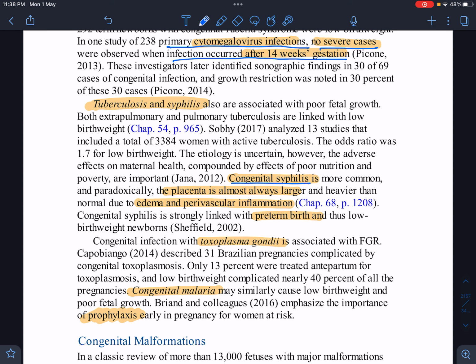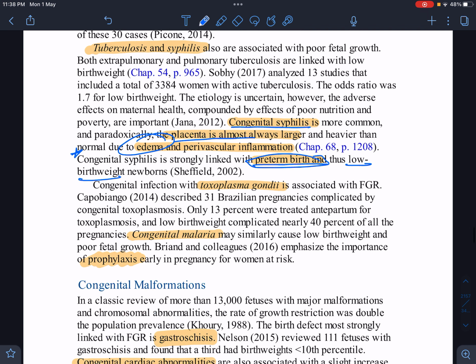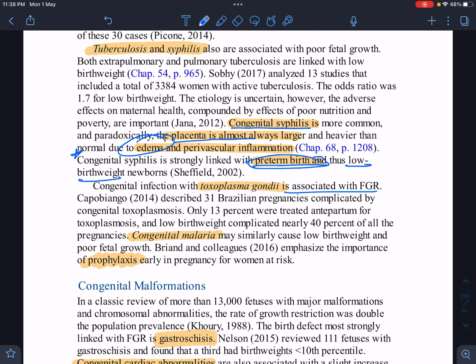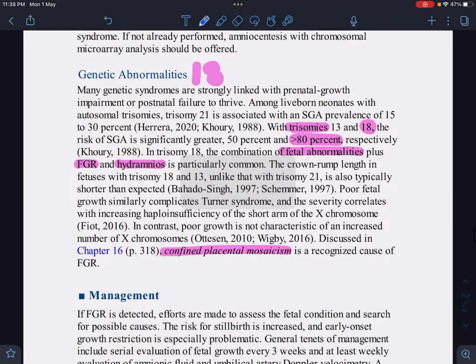Congenital syphilis is also there, but in this, paradoxically, the placenta is large because there is edema. Congenital syphilis is usually related with preterm birth, and because there is preterm birth, there is low birth weight. Toxoplasma is also associated with FGR. So CMV, TB, syphilis, toxo, and malaria cause low birth weight and poor fetal growth. That's why malaria prophylaxis is very important.